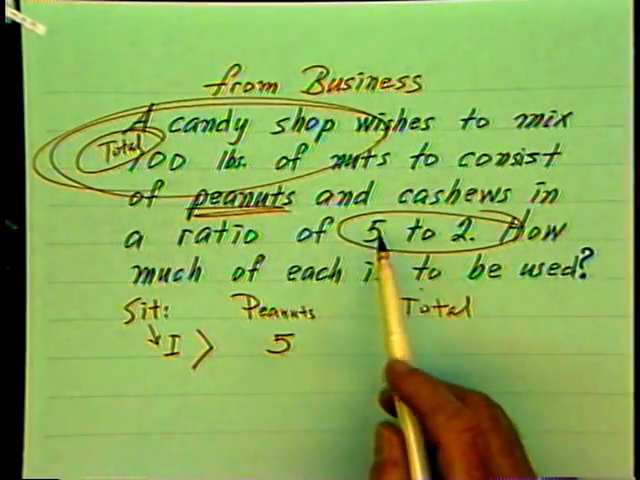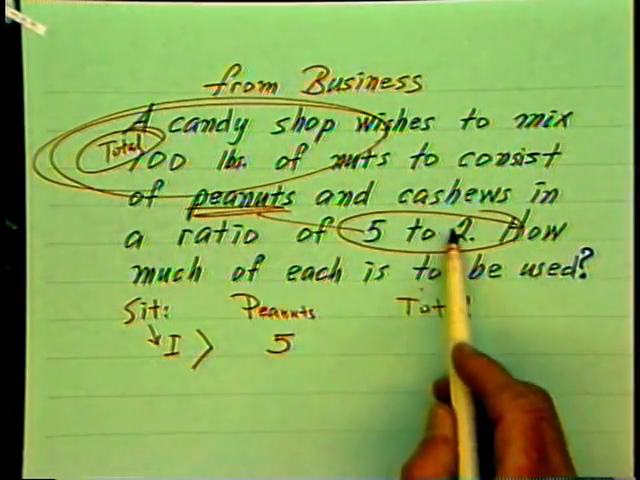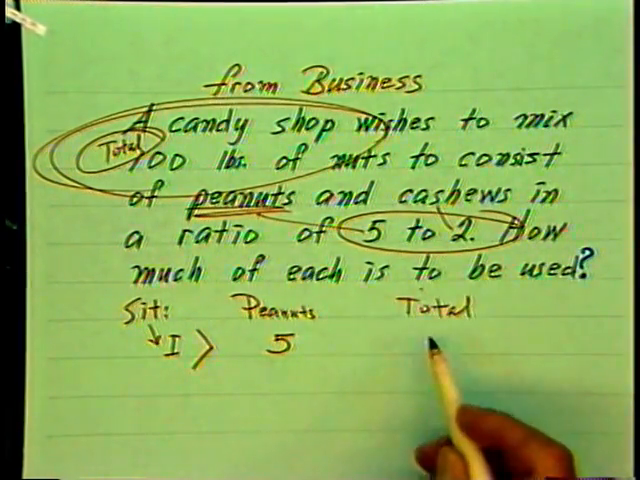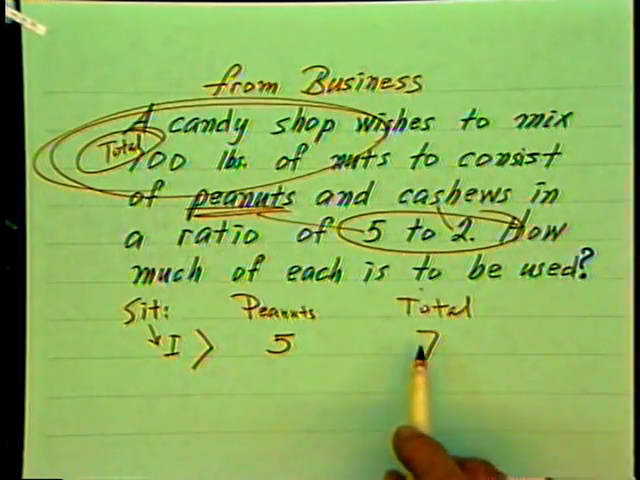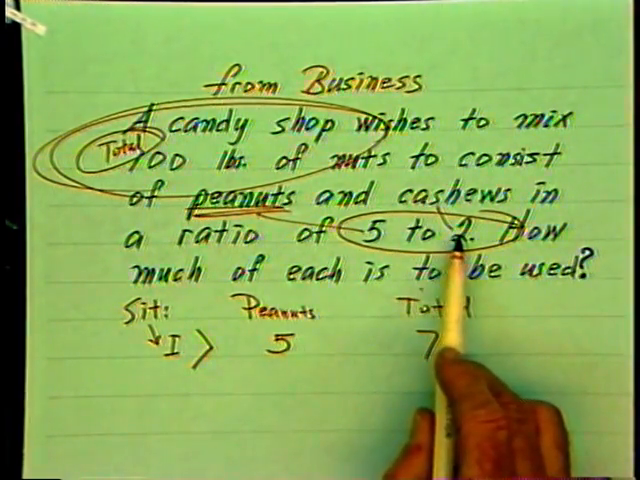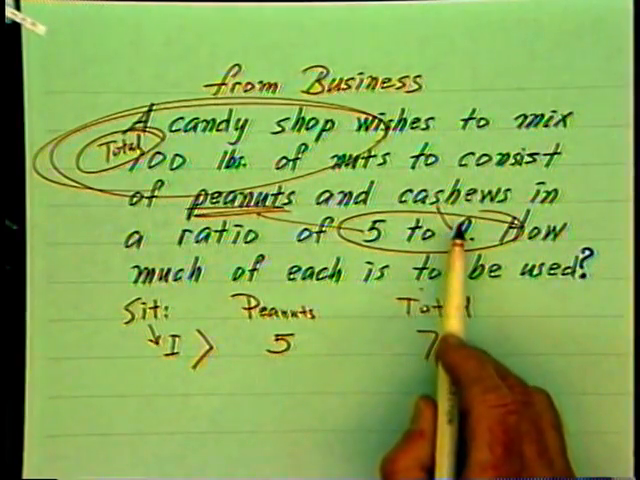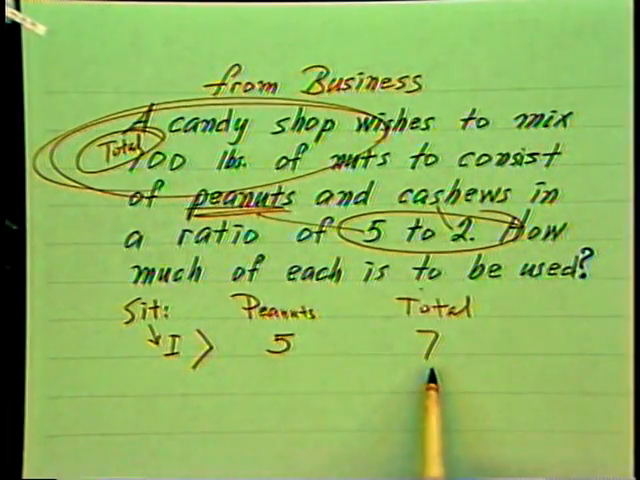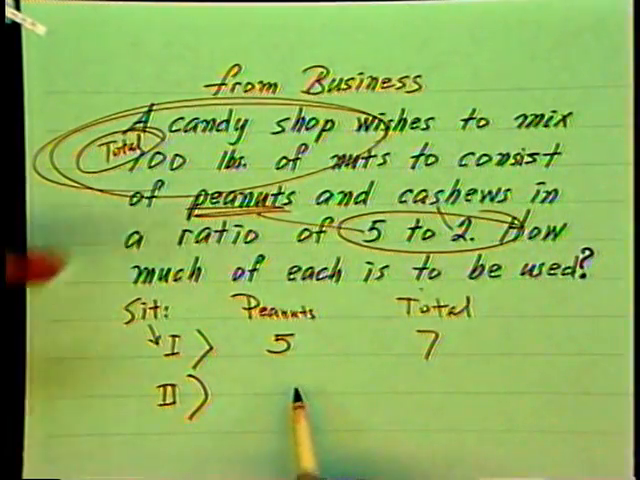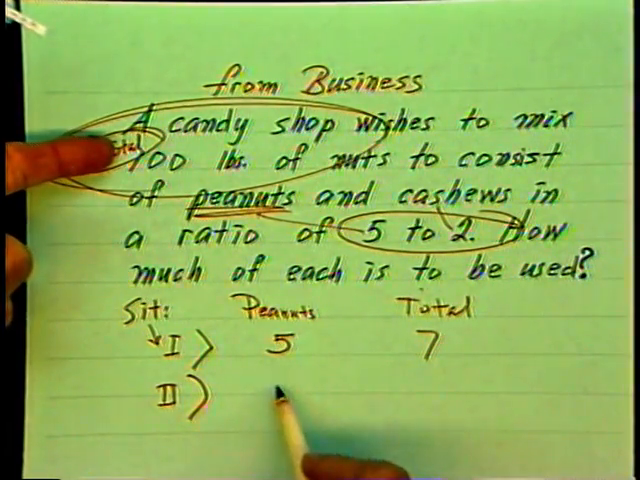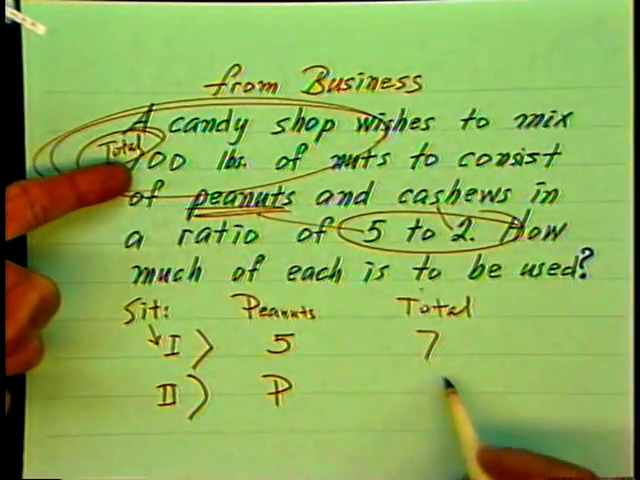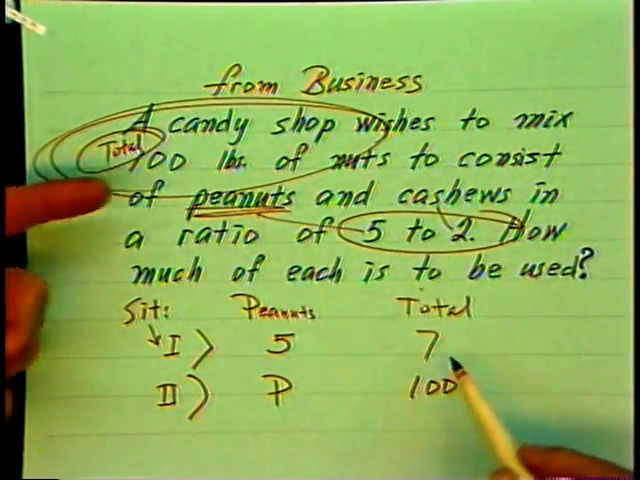Well, common sense tells me if I have 5 of peanuts and 2 of cashews, I have 7 of total. So here you have to be very cautious. I'm not comparing peanuts to cashews. I'm using the cashews merely as an intermediate step to get the total. So in my actual situation, I don't know how many peanuts I want, so let's call that P. But I do know the actual total is 100.